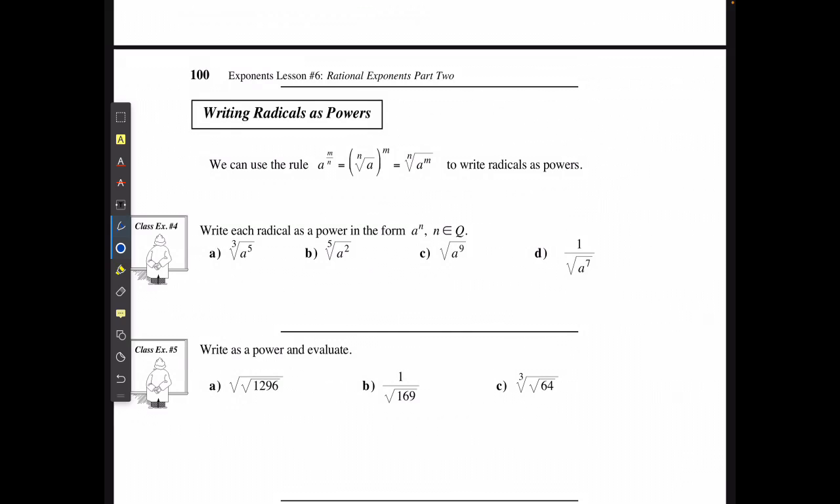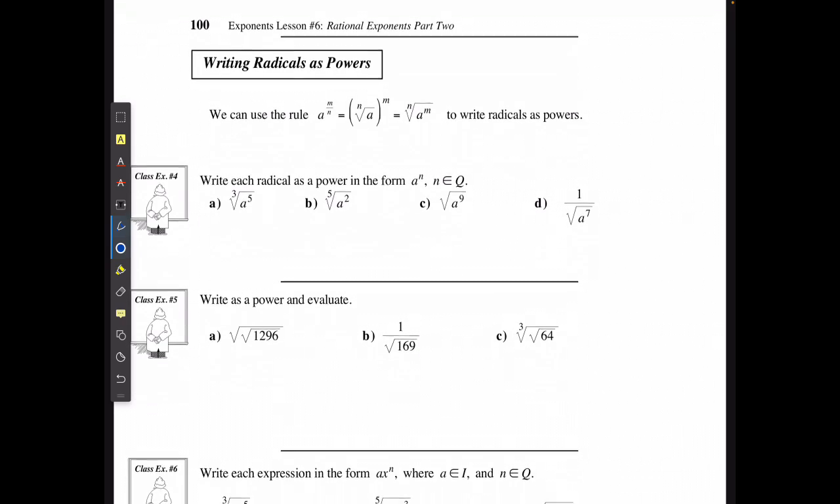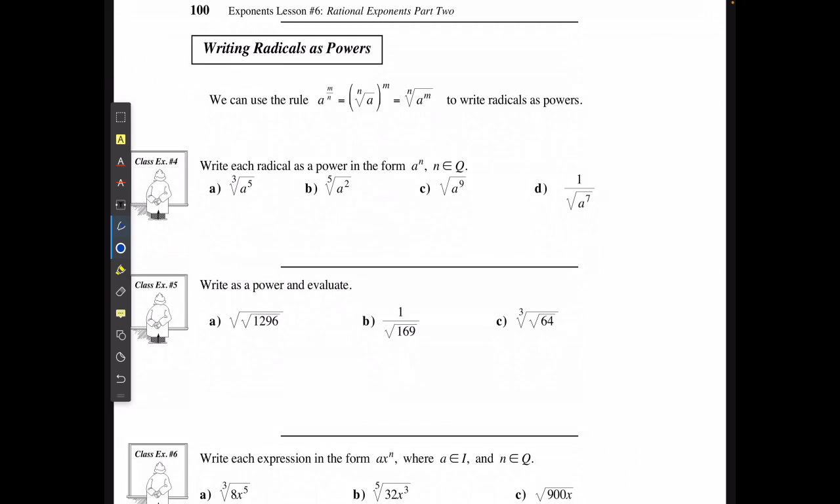Now, if we're going in the opposite direction, we can use the rule that a to the power of m over n is the same as the nth root of a to the power of m. If I'm given a radical, I can turn this into a rational power. All I'm going to do is take the index and make it the denominator of my power. So this would be the same as a to the 5 over 3. And the index of 3 becomes my denominator for my power.